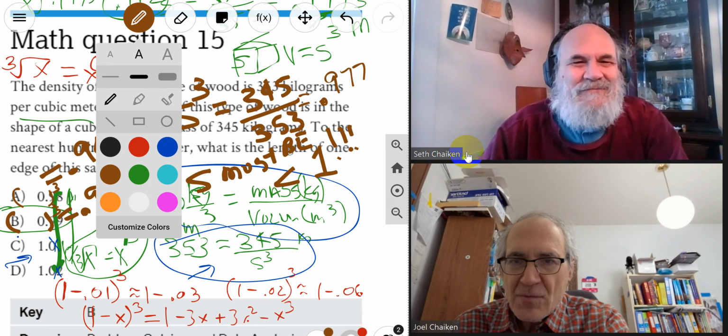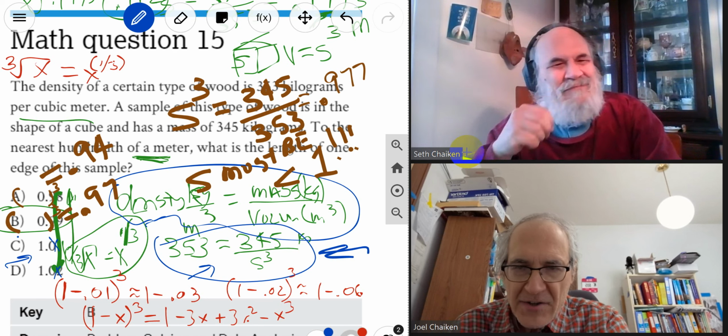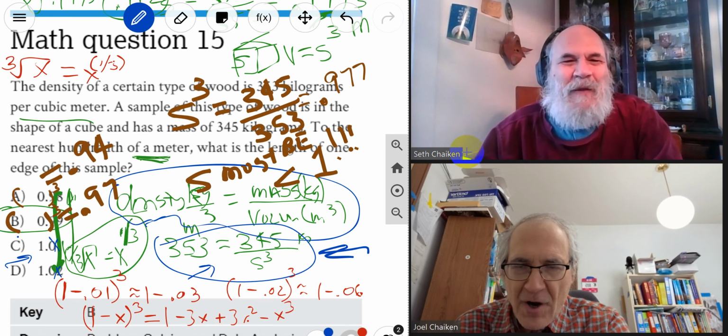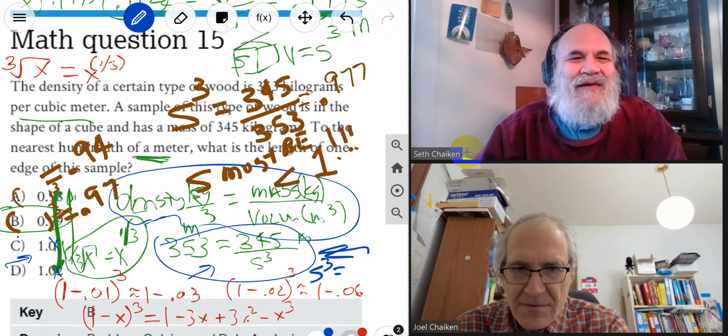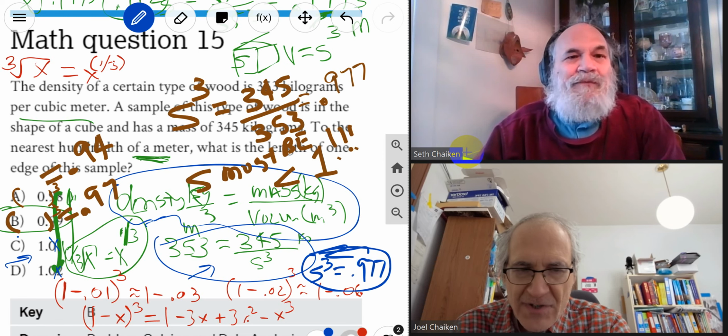But the neater you are here, and notice I ran out of space. The neater you are here, maybe you would notice that s cubed is equal to 0.977, and then you would look at this and you wouldn't rush to the answer.